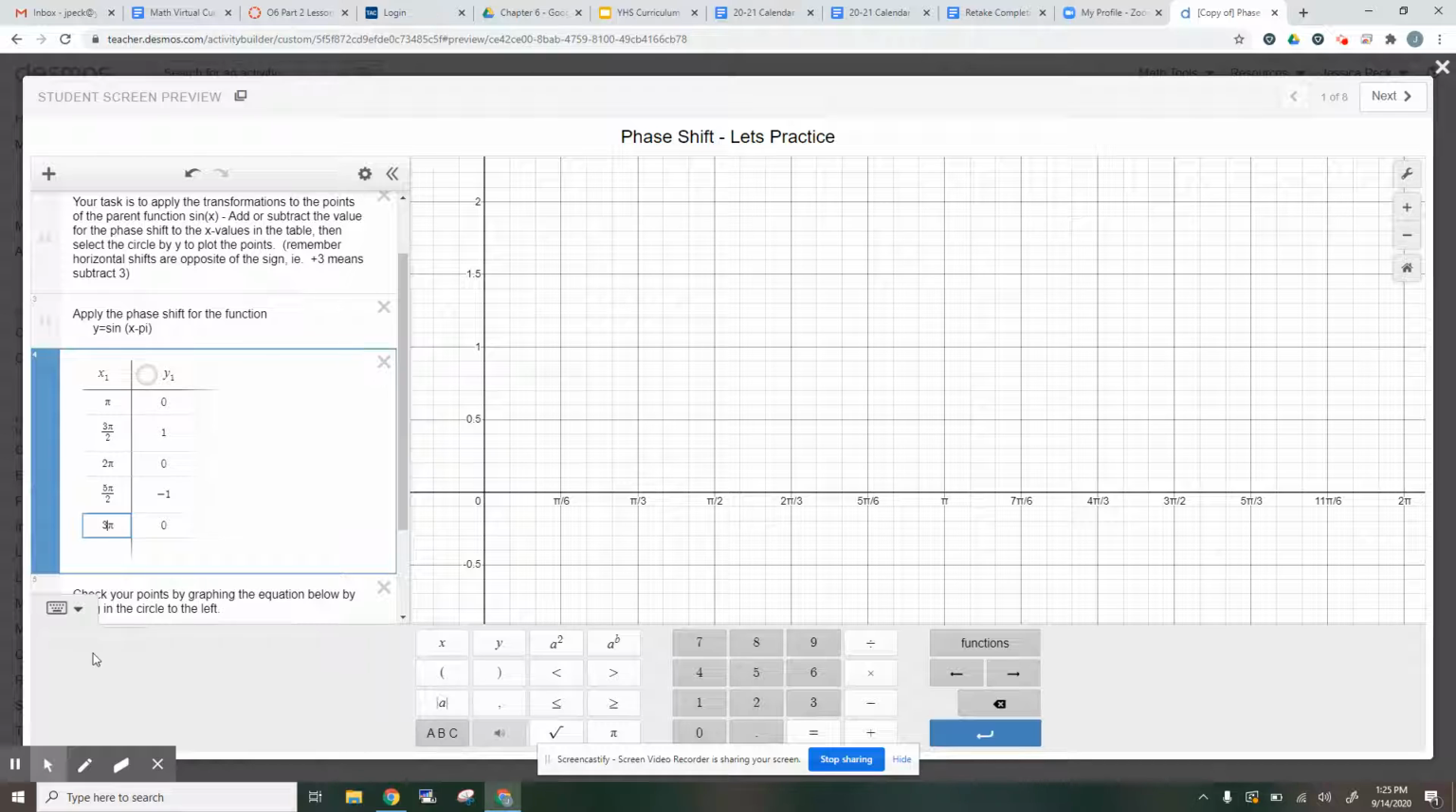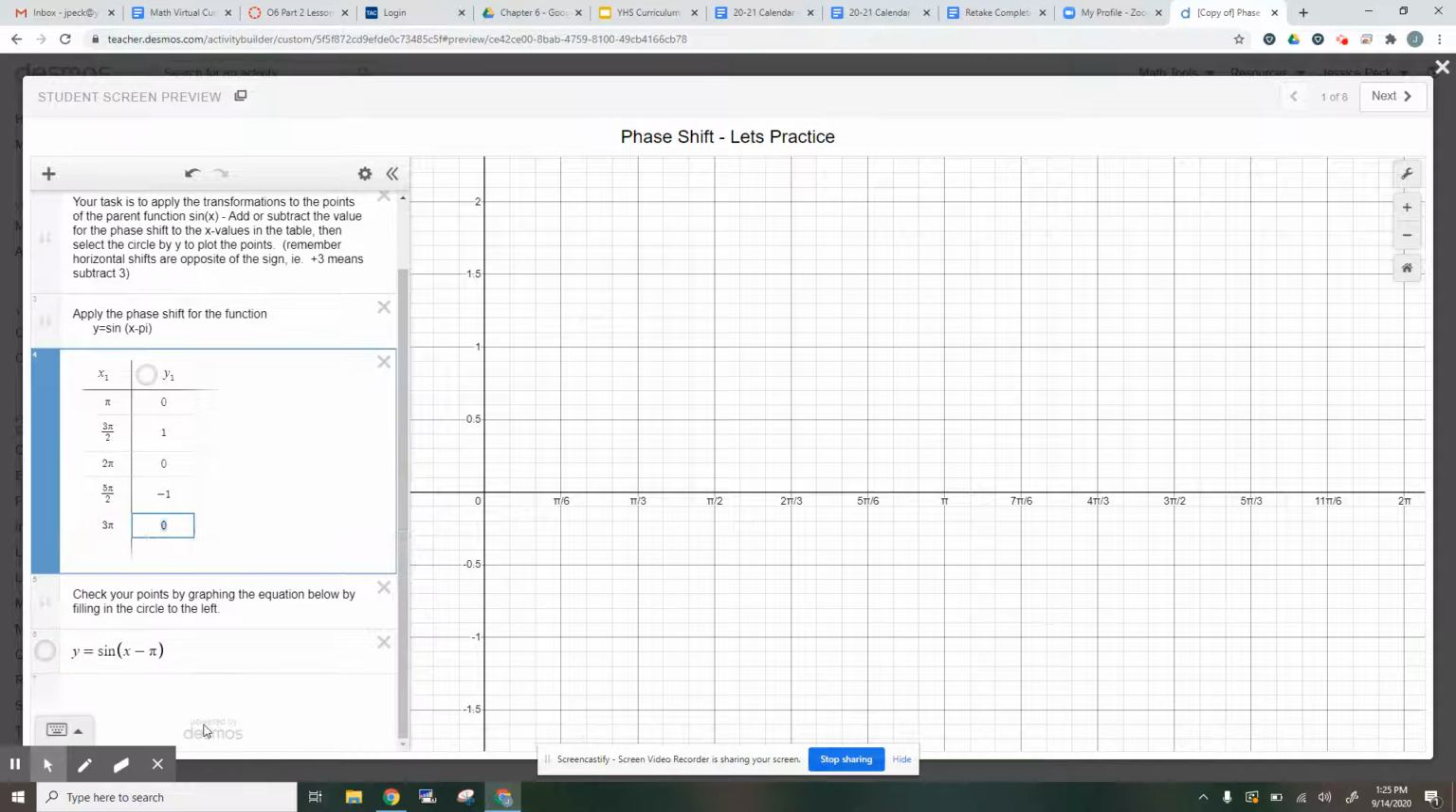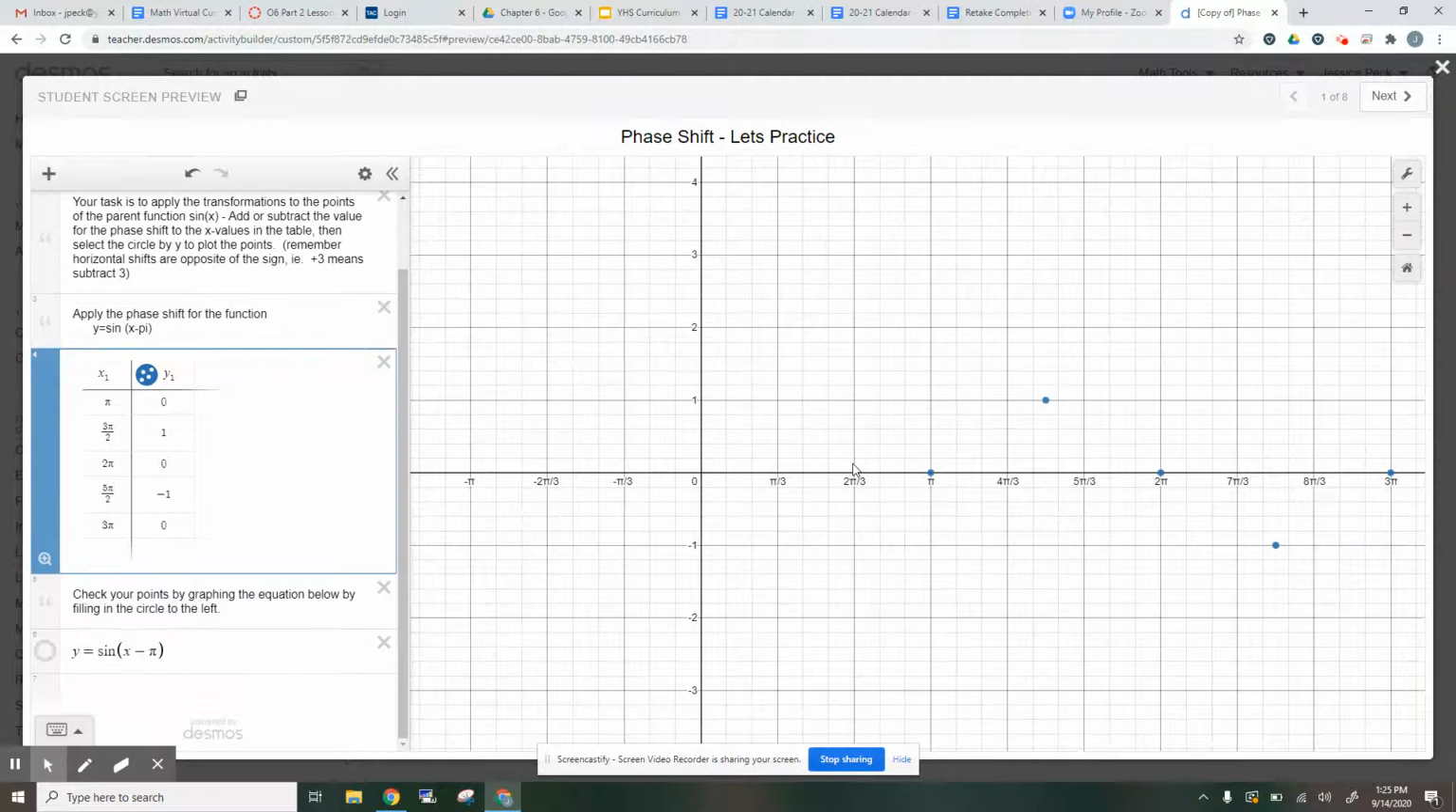Once I've done all the transformations, I'm going to press this button here, and you can see how it's giving us all of these dots. It plotted all the points for us. Now I can go down here and press this button, and you can see how the graph does go through the points.